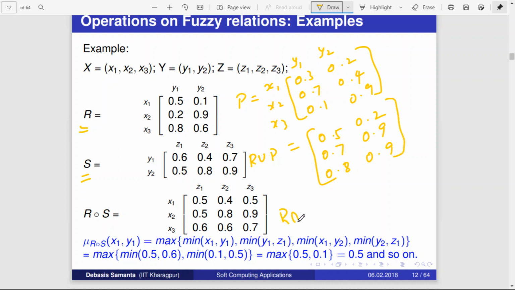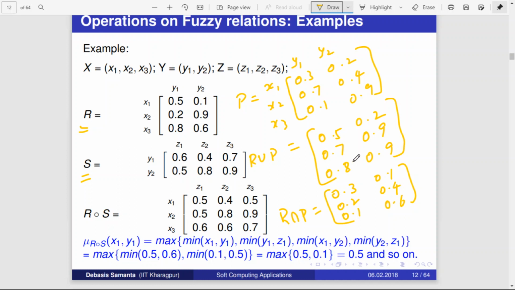R intersection P is what? It is nothing but the min of these two relations. 0.5 and 0.3, the min is 0.3. 0.1 and 0.2, the min is 0.1. 0.2 and 0.7, the min is 0.2. 0.9 and 0.4, the minimum is 0.4. 0.8 and 0.1, the minimum is 0.1. 0.6 and 0.9, the minimum is 0.6. This is how we calculate the minimum.